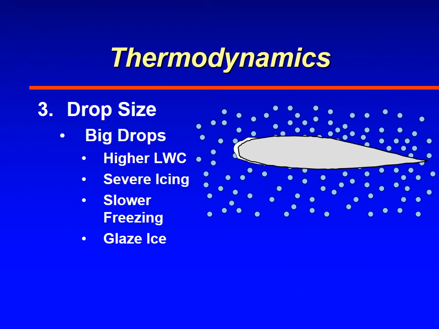We talked about how liquid water content determines the type of ice that you get on the wing. Remember, higher liquid water contents tend to produce run-back ice and also glaze or clear ice. And of course, with big drops, you generally have higher liquid water contents. So that will produce better collection efficiencies. You'll have severe icing, and with all that water freezing, it releases a lot of latent heat, so it tends to freeze slower. You tend to get more run-back ice, and it's a glaze or clear type of ice.